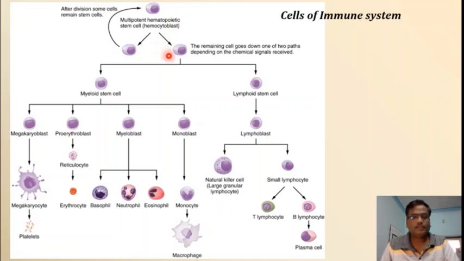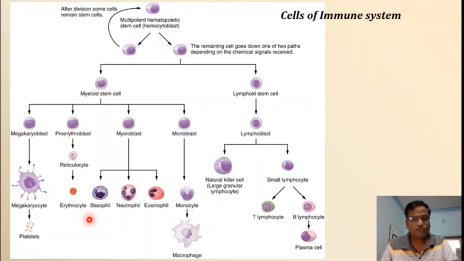Now this stem cell will give rise to two types of source cells. One becomes the myeloid stem cell and the other becomes the lymphoid stem cell. We already discussed it just a few minutes ago. The myeloid stem cell will give rise to different types of cells. The end products are platelets, red blood cells, erythrocytes, basophils, neutrophils, eosinophils and monocytes. Now these are the pathways through which they reach their end product.